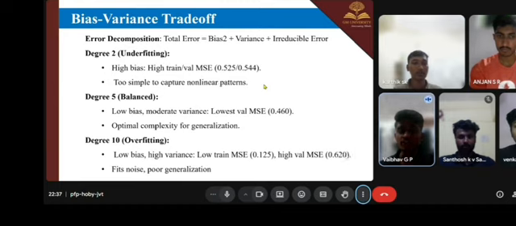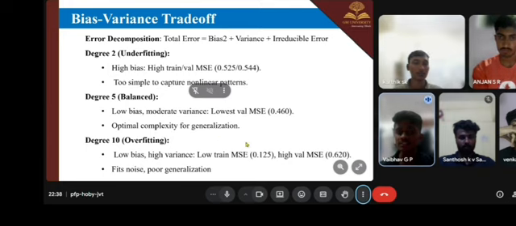Let's state how model complexity affects bias, variance, and total error. This concept is known as error decomposition. In error decomposition, we have the formula: total error equals bias squared plus variance plus irreducible error. Bias squared means error due to oversimplifying the model. Variance comes from error due to too much sensitivity to training data, which makes the model overfit. Irreducible error means noise in the data that cannot be avoided.